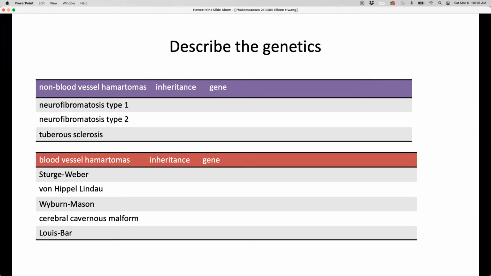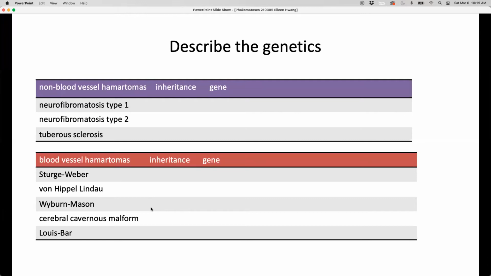If you were to make something up, what would you make up? It's TS something. Yes, very good. TSC. I think it's TSC1 and 2. Maybe there's an L in there. I don't recall. Okay, and then how about the inheritance of these blood vessel hamartomas?